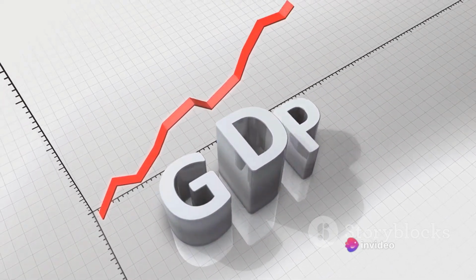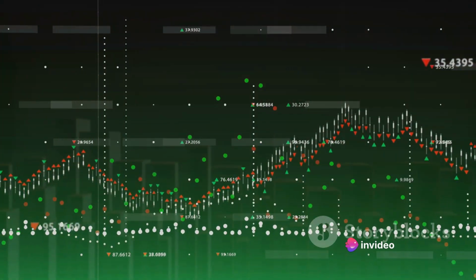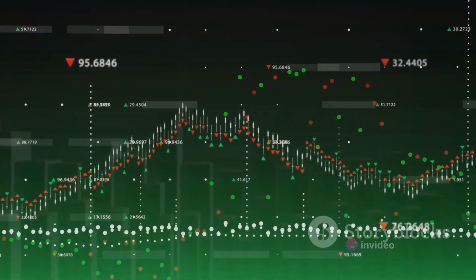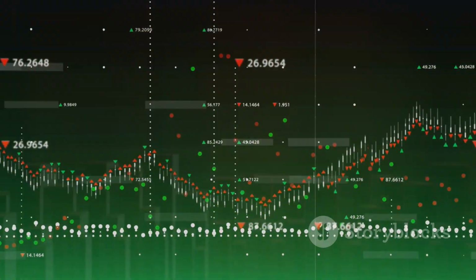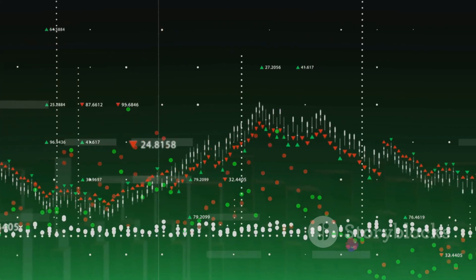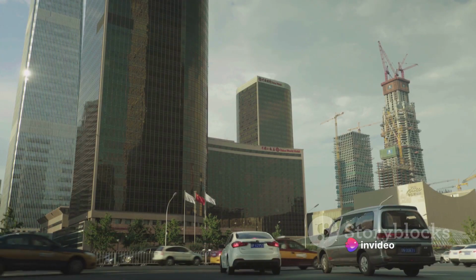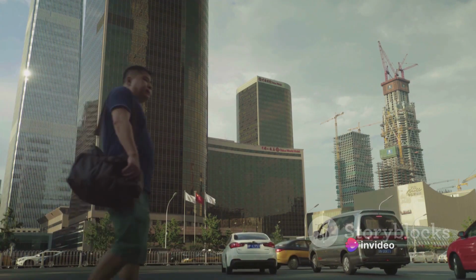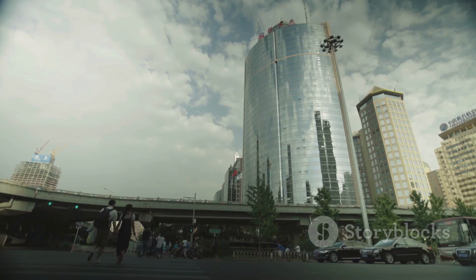Then we navigated through the intricate web of market structures and global economics. We discussed how markets can be classified as perfect competition, monopolistic competition, oligopoly, and monopoly, depending on the number of sellers and the nature of the product. We also touched upon the interconnectedness of global economies and how events happening in one part of the world can ripple through to affect economies thousands of miles away.